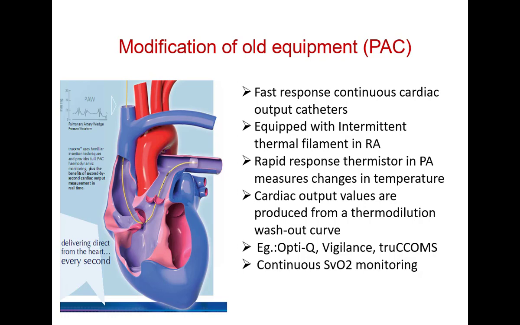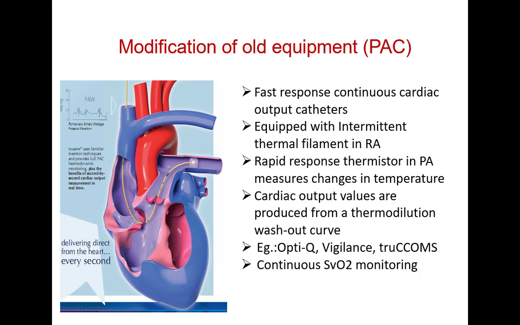How it does it is that instead of a cold fluid being pushed in through the injectate lumen of a pulmonary artery catheter, you have an intermittently heating thermal filament. So instead of cold, there is a filament which keeps heating, and this filament is present in the RA. It heats up the blood around it. The blood reaches the tip where the temperature change is sensed, and that's how it gives a relatively real-time data update regarding the cardiac output.